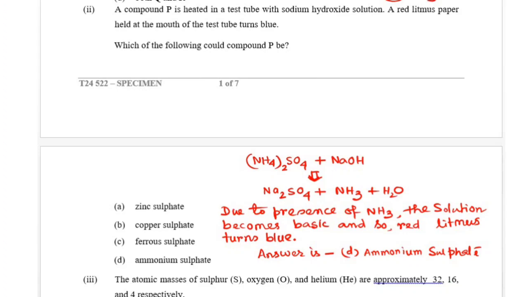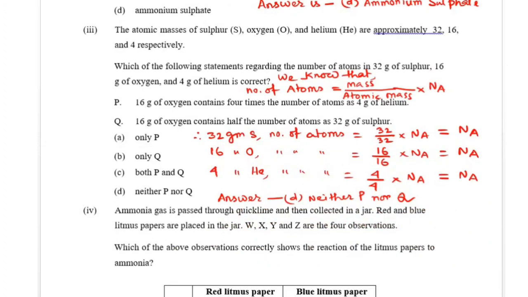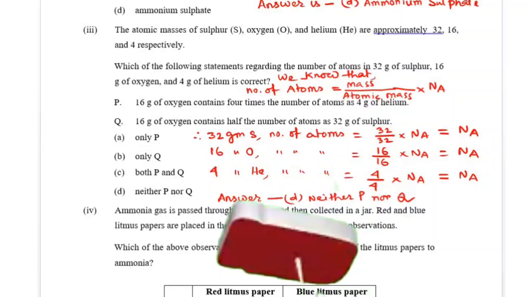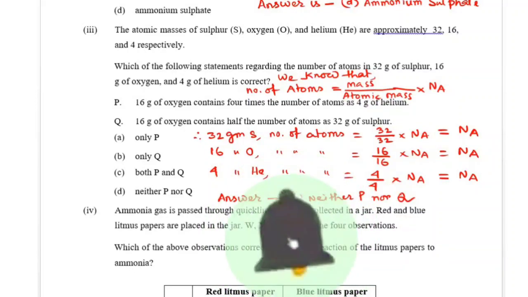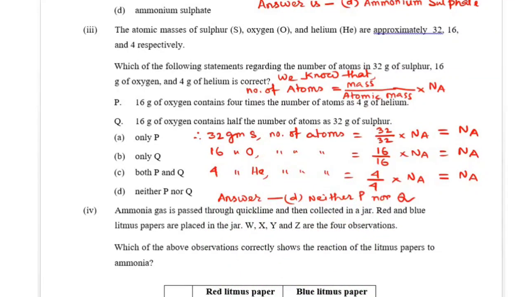Okay. Next question. The atomic masses of sulfur, oxygen and helium are approximately 32, 16 and 4 respectively. Which of the following statements regarding the number of atoms in 32 gram sulfur, 16 gram oxygen, 4 gram helium is correct? At first, we know that the number of atoms is equal to the mass of the atoms divided by atomic mass, times the Avogadro number. In 32 gram sulfur, the number of atoms is equal to Na. In 16 gram oxygen, the number of atoms is Na, that is Avogadro number. In 4 gram helium, the number of atoms is also Na. Therefore, the number of atoms in all cases is the same.